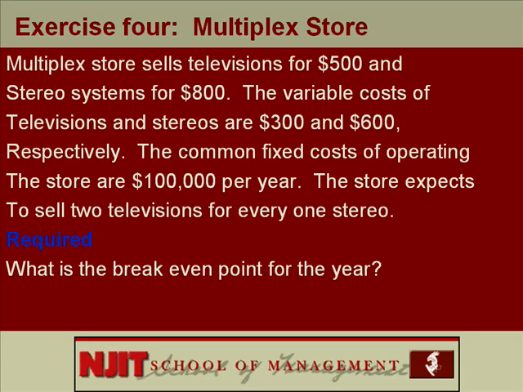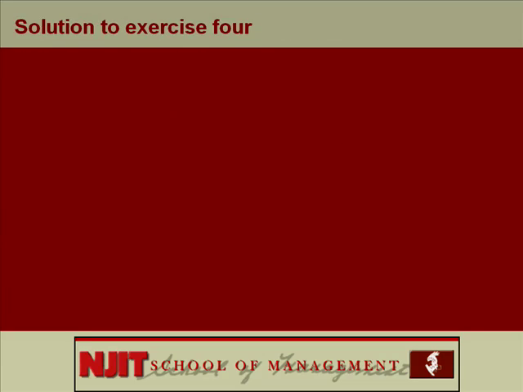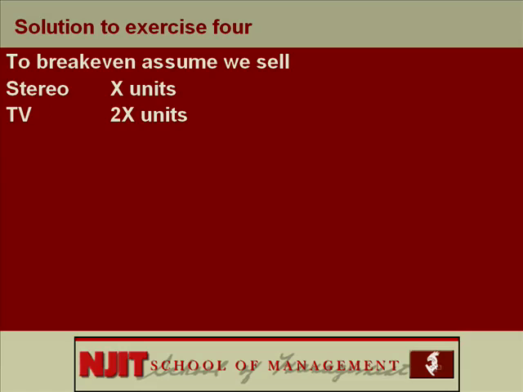Okay, let's do it. Let me use the equation method first. In the equation method, you go back to basics. But before you do that, what's the relationship between the two products? 2:1. You sell 2 TVs for every 1 stereo. So to break even, assume we sell X stereos, then we sell 2X televisions.